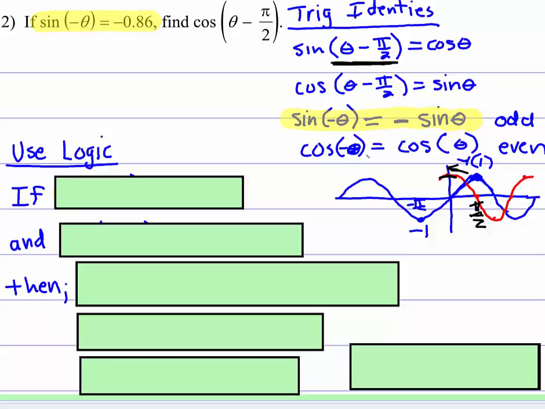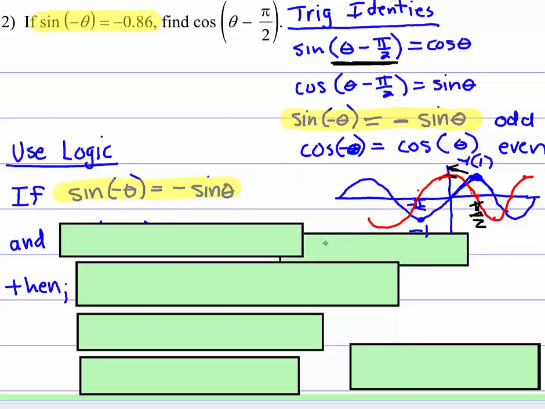But look at cosine theta. The cosine graph is the same on both sides. So cosine of a negative theta equals the cosine of positive theta. So those are things to keep in mind.